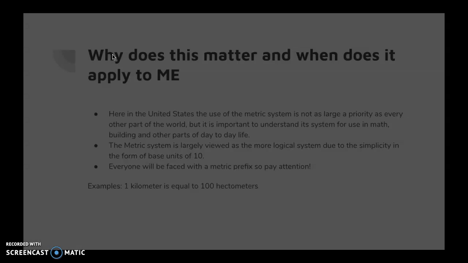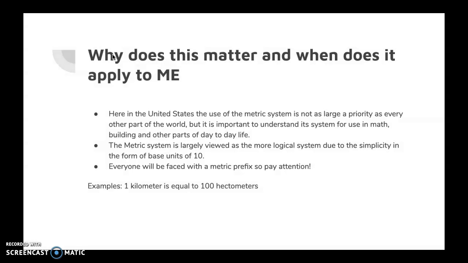Why does this matter and when does it apply to me? Here in the United States, the use of the metric system is not as large a priority as in every other part of the world, but it is important to understand its system for use in math, building, and other parts of everyday life. The metric system is largely viewed as the more logical system due to the simplicity of the form of base units of 10. Everyone will be faced with a metric prefix at some point, so pay attention.